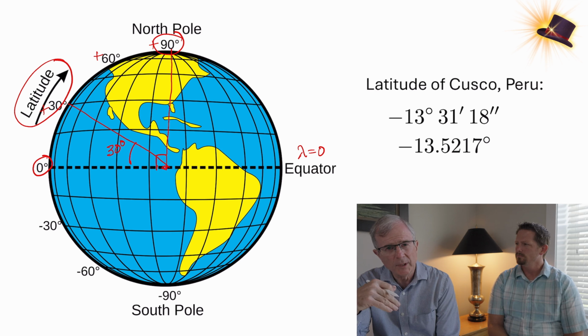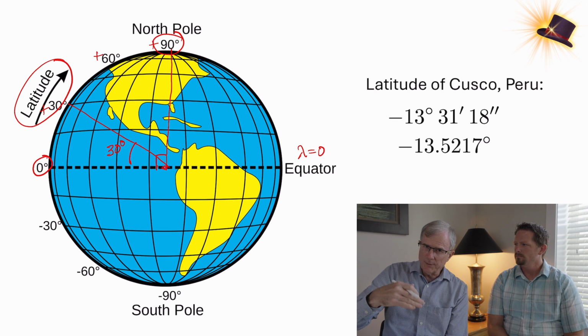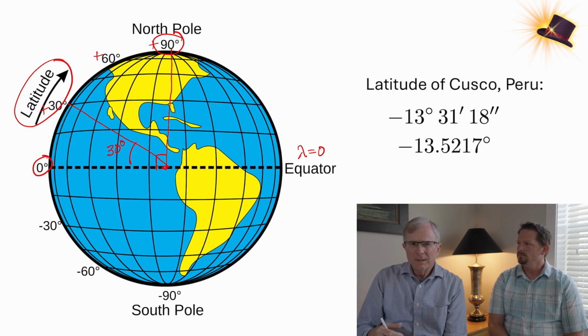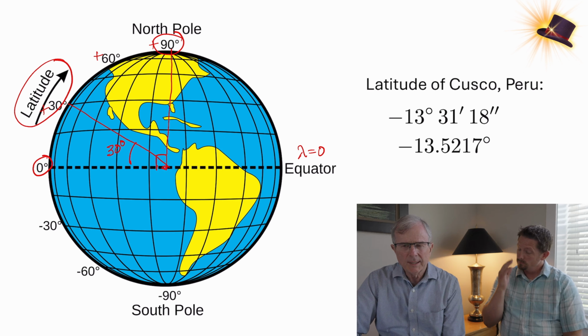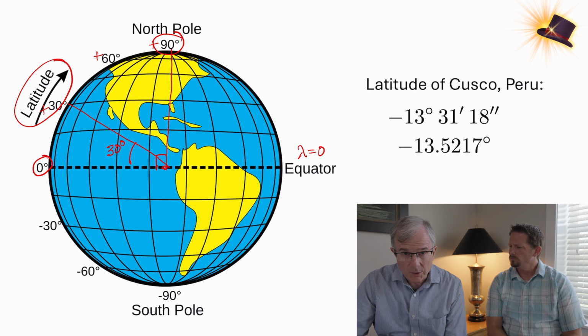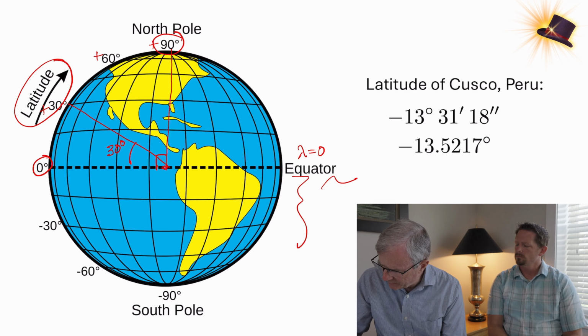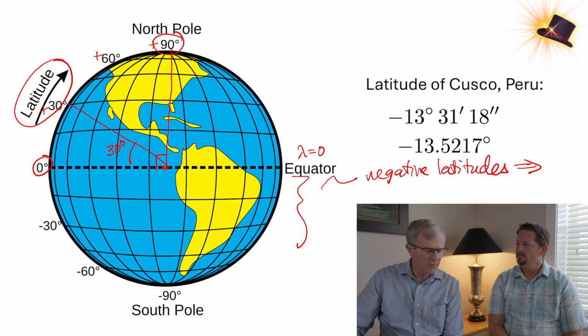What about in the south? A lot of times you'll see latitudes listed for places in the south as south latitudes. That doesn't work very well mathematically for the formulas that we'll be developing, and it makes more sense to use negative numbers to represent southern latitudes. So negative latitudes means you're in the southern hemisphere.